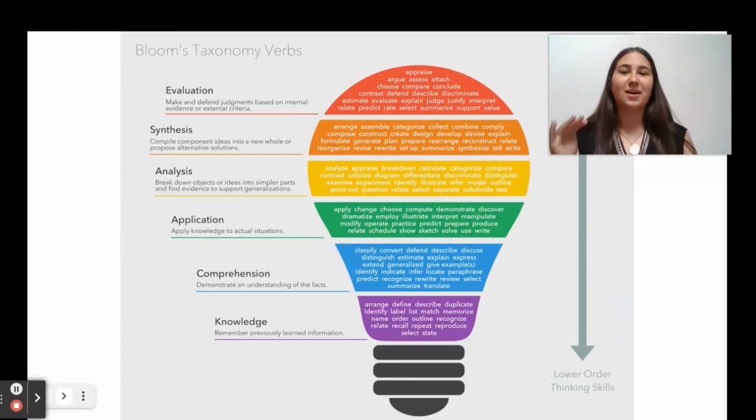This one is a little light bulb, which I thought was a really cool way to think about Bloom's taxonomy. So as you move through the light bulb to the very top, you get higher level thinking skills.